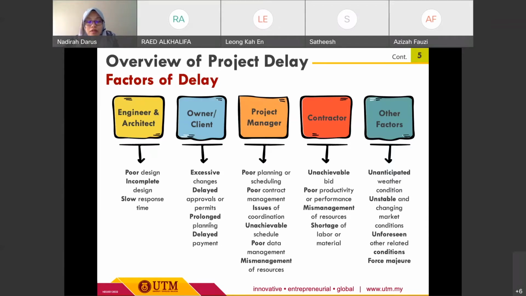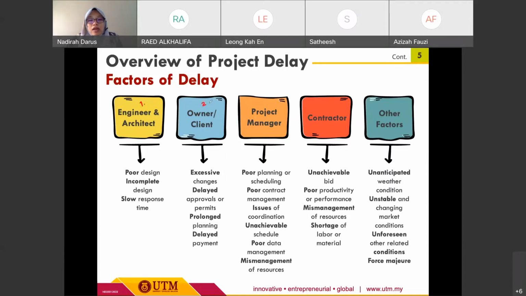It's especially for the progress payment. Okay, so progress payment itself should be paid on time so that the contractor can progress with the work, can continue the work, right? So any delayed payment will be a contributing factor for the total delay, right? Okay, that is the second category.